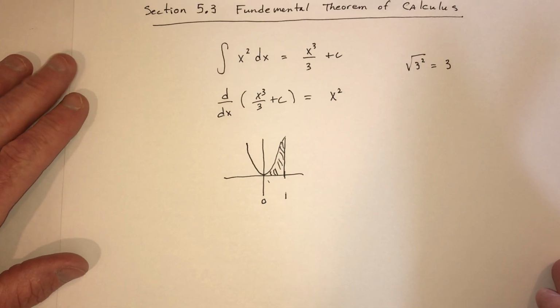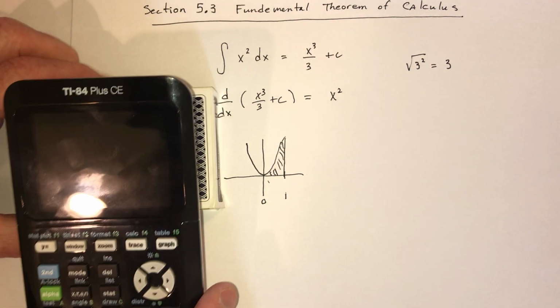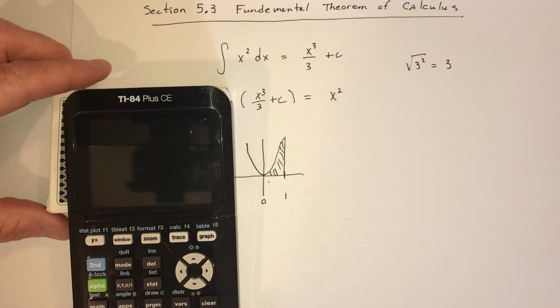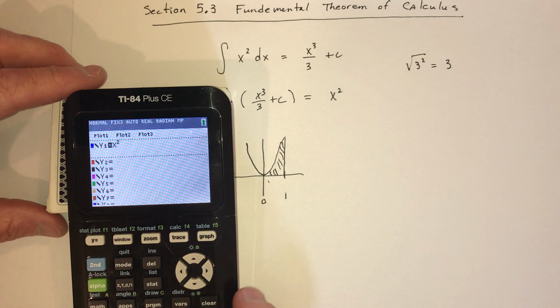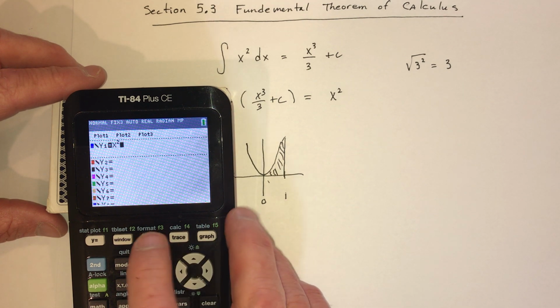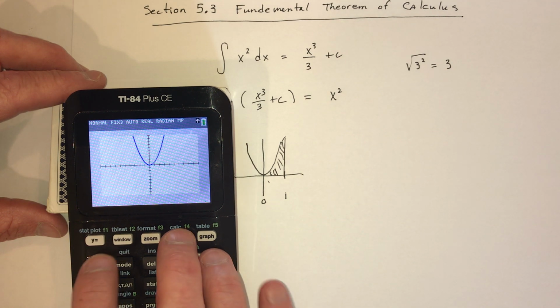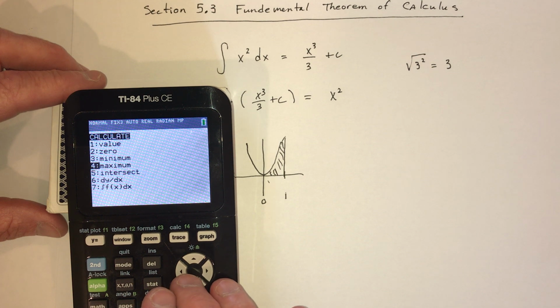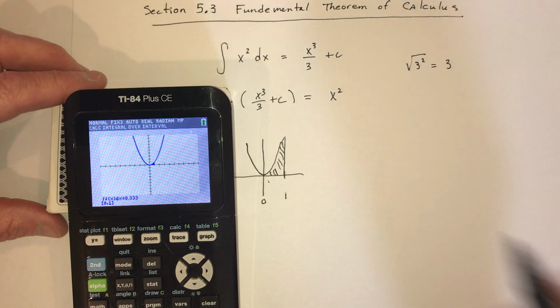I feel like we've done that enough. Let's try it this way. So first of all, with the calculator. So graph x squared, and you can just go to zoom standard. Draws a nice little parabola. And then go second calculate number 7 to find the area and go from 0 to 1. And it says that the answer is 1/3.